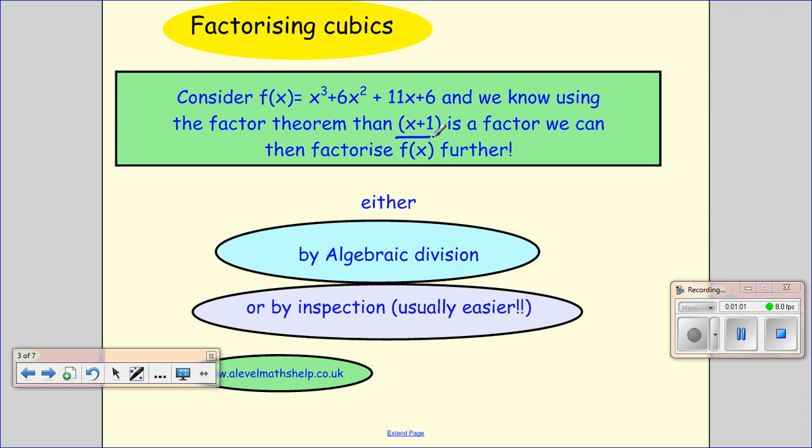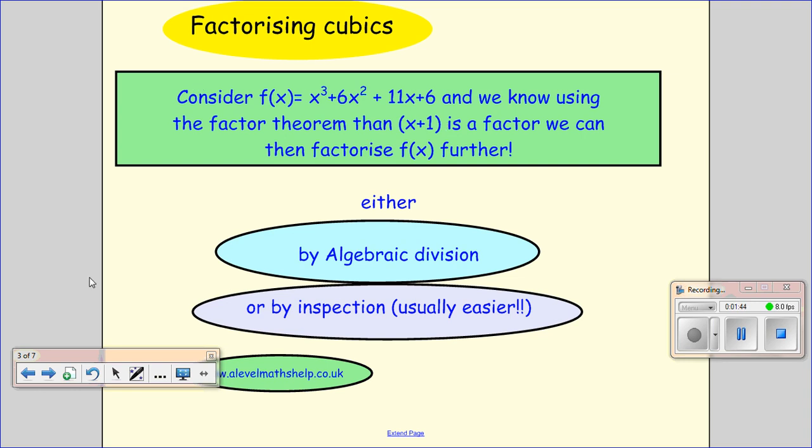Now you might be given this, or you might have to find it. So to start with, if you had to find it, as we said in the other video, what you would do is substitute x equals 1, or x equals minus 1, x equals 2, x equals minus 2, until you found one where f of your number gave you an answer 0. Now there's two ways to go from here. One is to use algebraic division, and again there's another video on that, or to use inspection. Actually inspection is easier. Most people prefer inspection to algebraic division, but it does take a little bit of practice to get confident with it.